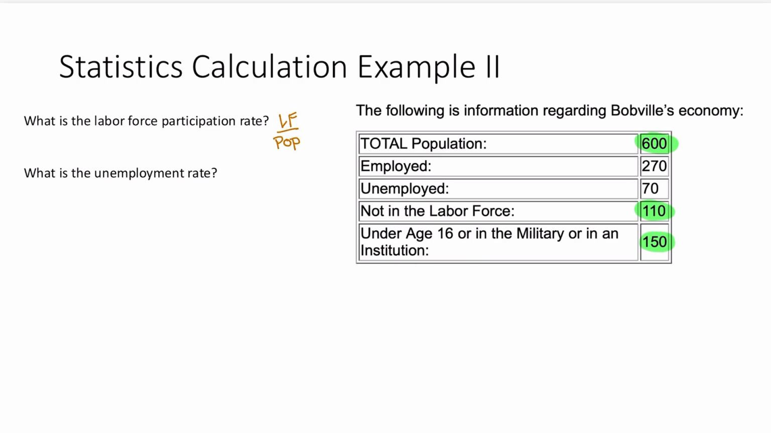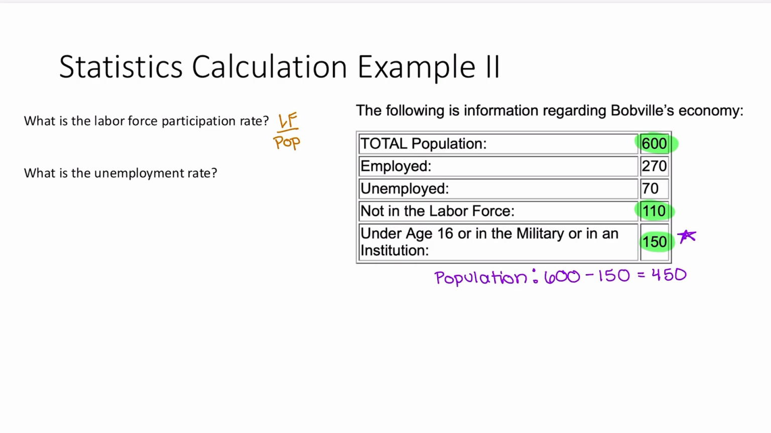So we need to take into consideration that these individuals are not in our total population. Specifically, these individuals are not in our total population when looking at the labor force participation rate. So that means that our population that's of the right age to actually be considered part of the labor force is going to be 600 minus 150, which gives us 450.